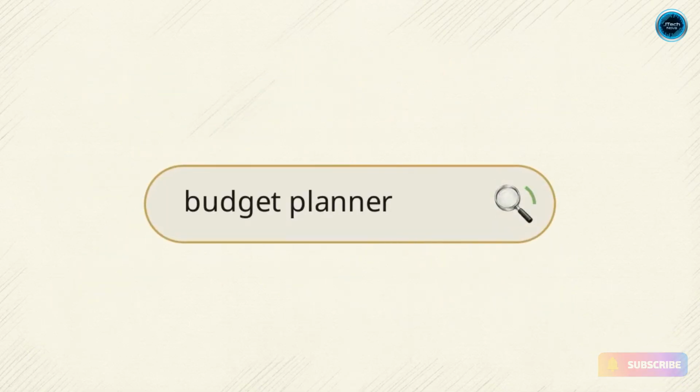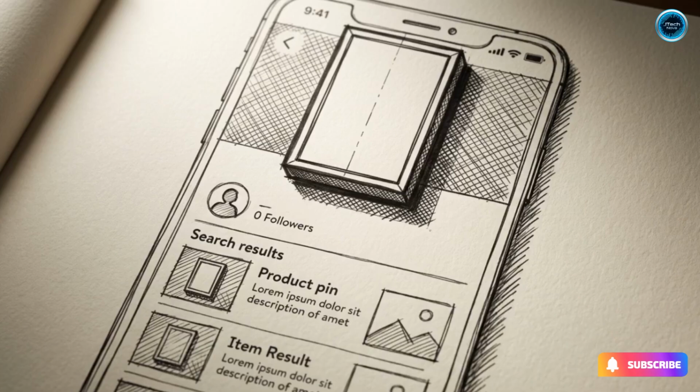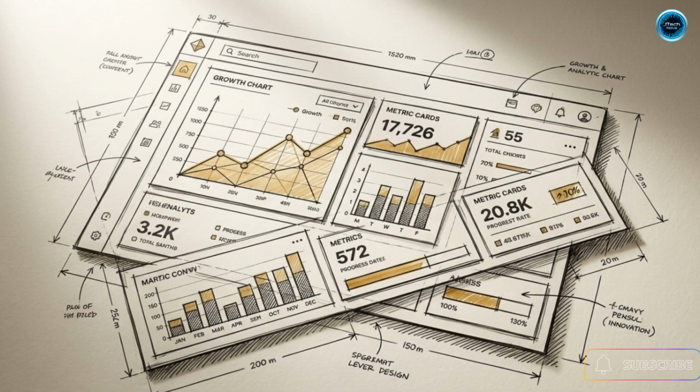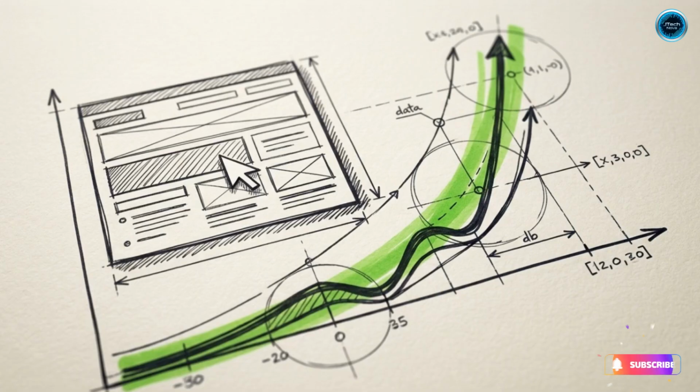If your content matches a user's search term, your product will appear in their results regardless of how many people follow you. Step 1 is enabling professional tools. Go to your Settings menu, select Account Management, and click Convert to Business Account. This is a free conversion that gives you access to the Business Hub. Without this, you cannot use the native scheduling tools or the analytics required to see which products are actually driving clicks.